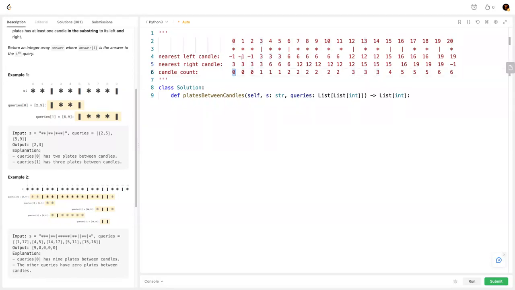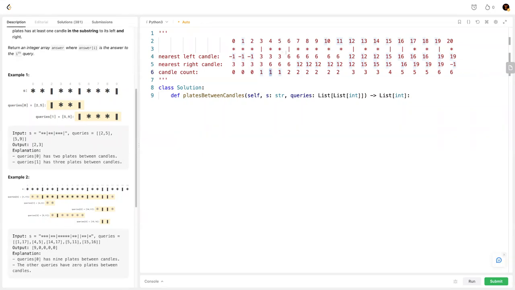And the same for position 1. There's no left candle, so it's -1, and the right candle is at position 3, and there are no candles up to now. Position 2, the same, and position 3 is a candle itself, so the closest left and right candle will be the same position, which is 3, and up to now we have one candle. And for position 4, the closest left candle is position 3, so it will be 3, and the closest right candle is position 6, which is here. And the total number of candles from index 0 to 4 is still one candle, which is at position 3, so it's still a value of 1.